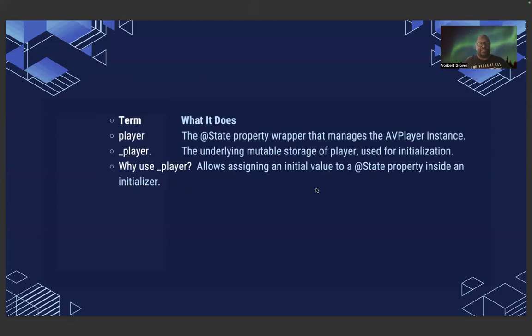Again, player is the @State property wrapper that manages the AVPlayer instance. Underscore player is the underlying mutable storage of player used for initialization. This is what allows assigning an initial value to the @State property inside the initializer. So with that out of the way, we're going to get back to the code, explain it line by line, and then run it.